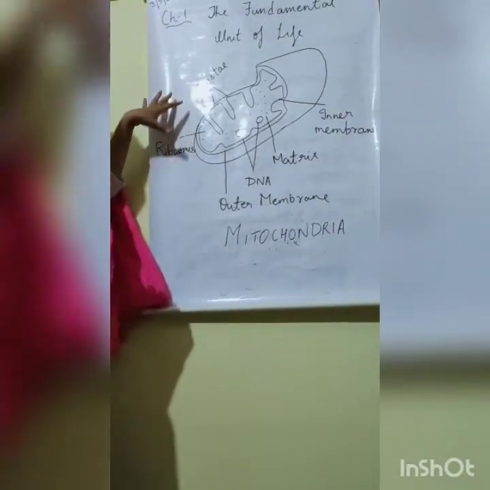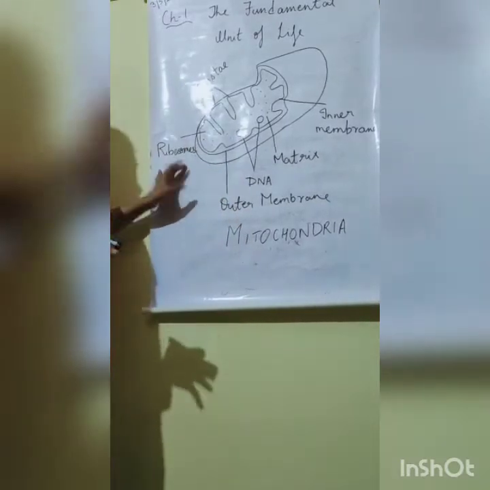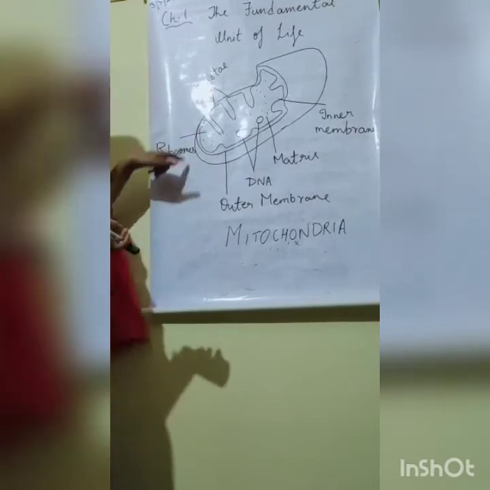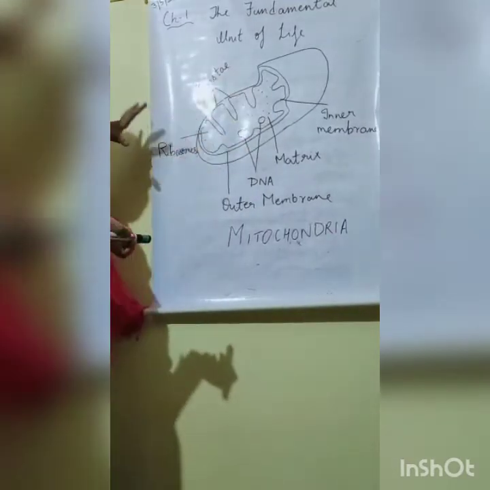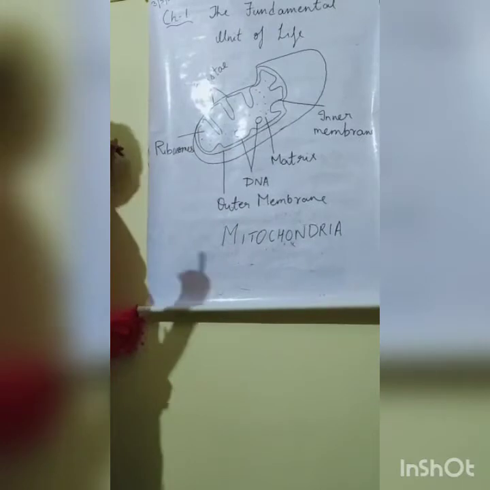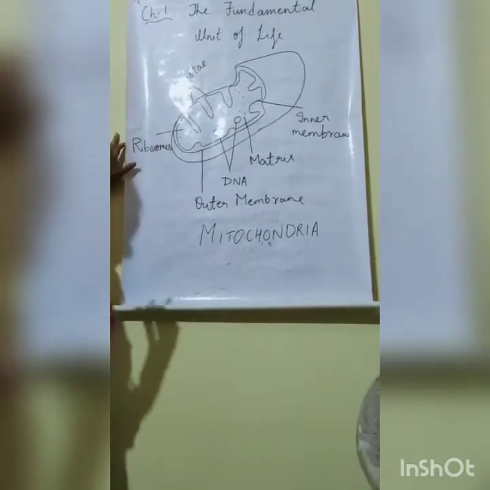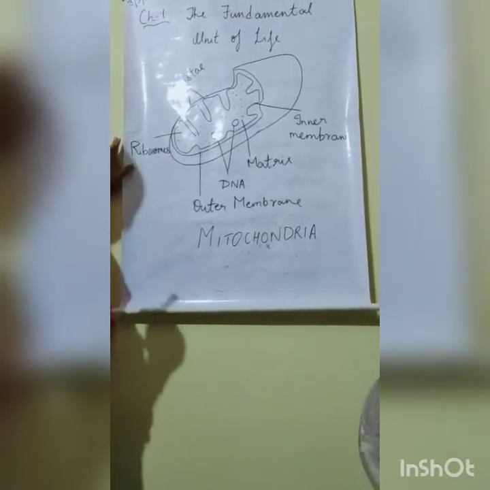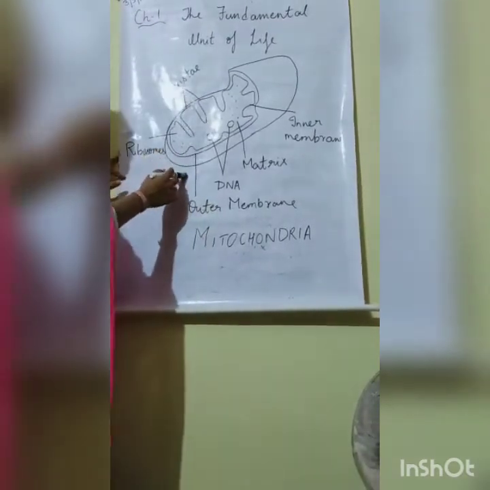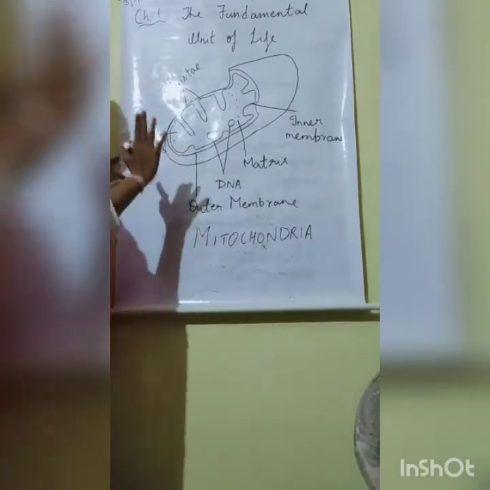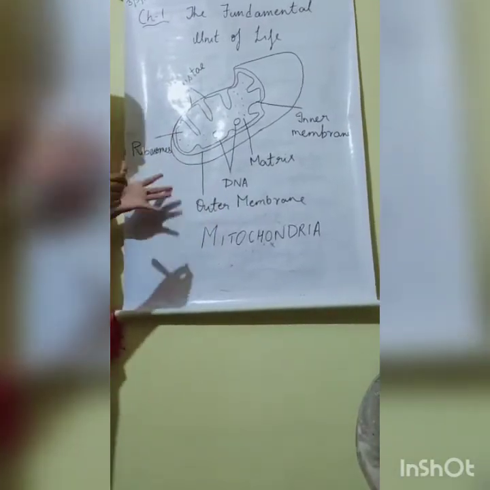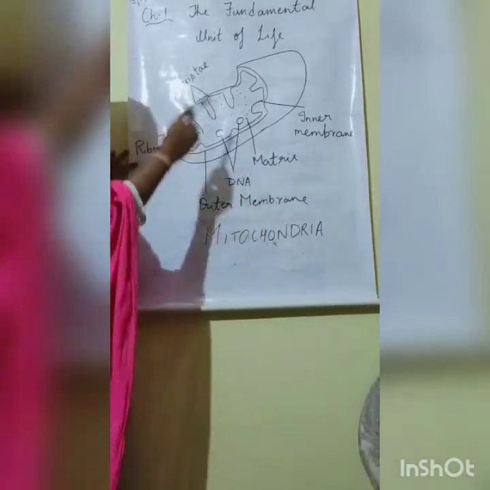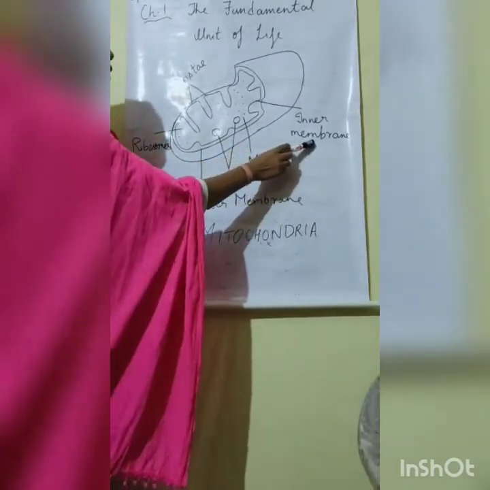So, children, this is the structure of mitochondria. First I'm going to explain it to you through a diagram. Mitochondria is basically a sausage-shaped organelle, or sometimes oval, spherical, or cylindrical. It is bounded by a double membrane. What does double membrane mean? That means it has an outer membrane and an inner membrane.